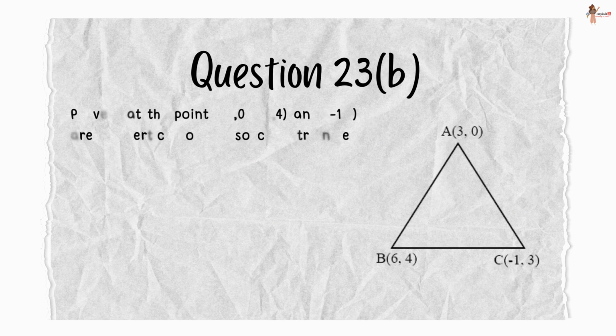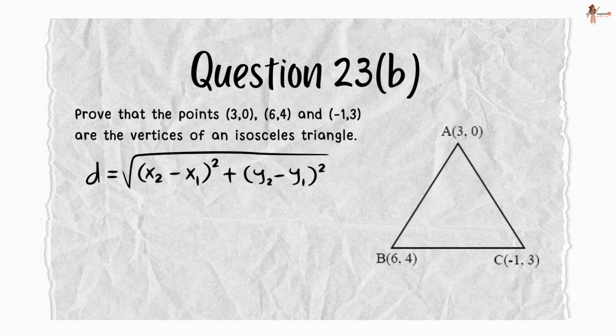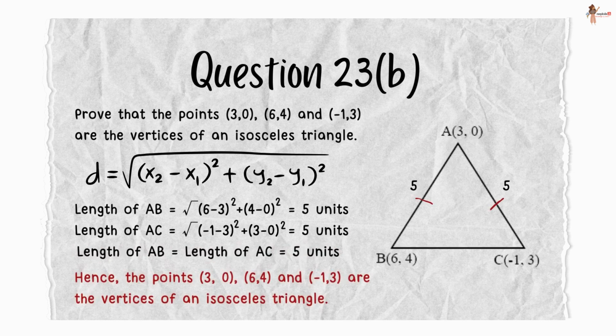Prove that the points (3, 0), (6, 4) and (-1, 3) are the vertices of an isosceles triangle. We know that the distance is given by square root of (x2 minus x1) whole square plus (y2 minus y1) whole square. Substituting the given values, we get length of AB as 5 units, length of AC as 5 units again. Therefore, length of AB is equal to length of AC, and hence the given points are the vertices of an isosceles triangle.